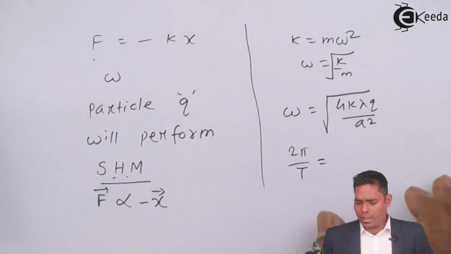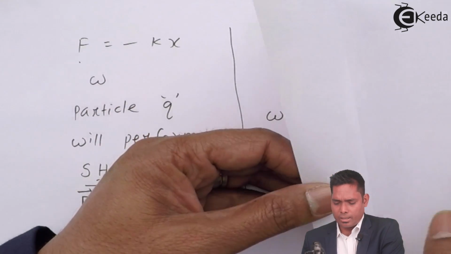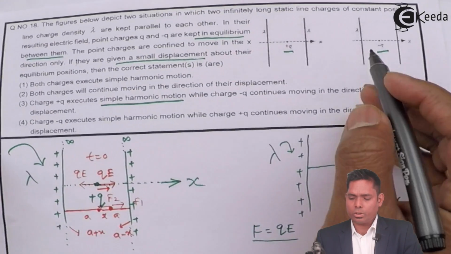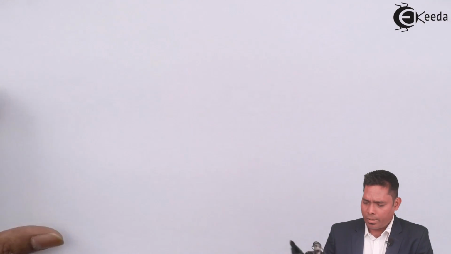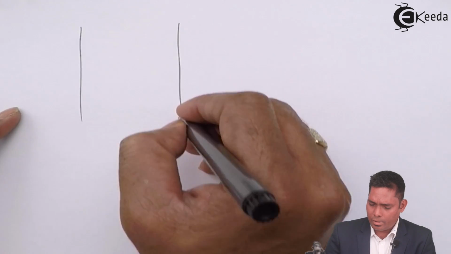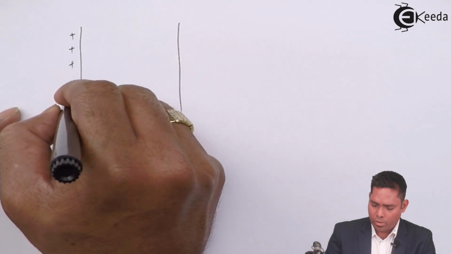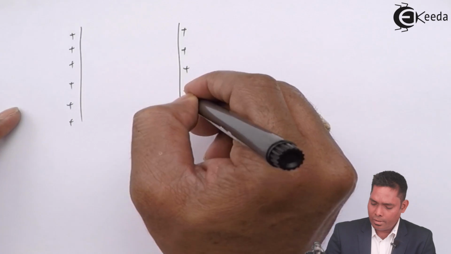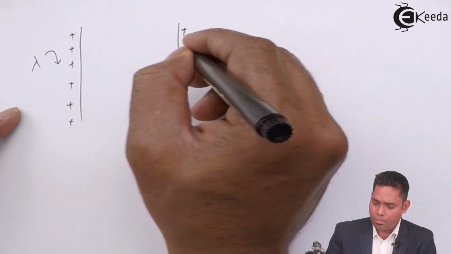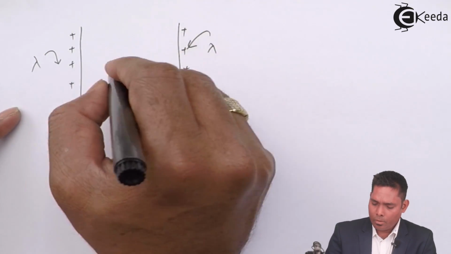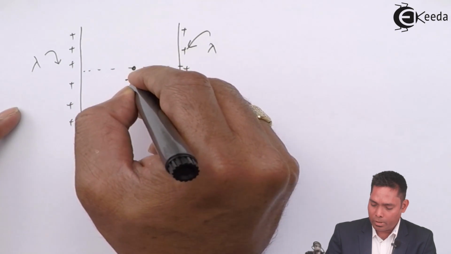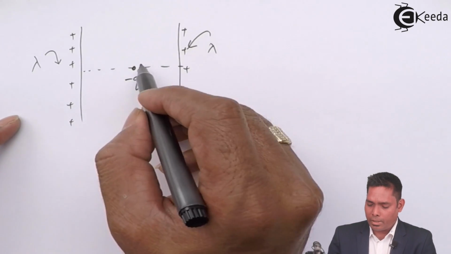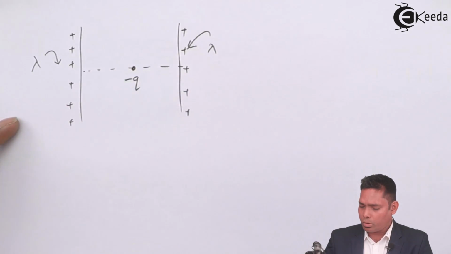Now the second part of the question says that if a minus q charge is placed, then what will happen? If you have two parallel linear charge distributions as earlier, there is nothing going to change. This is λ coulomb per meter, this is also λ coulomb per meter. The particle is at the midpoint, and this is minus q. It will be in equilibrium because this will attract this and this will also attract this. The forces will be inward.